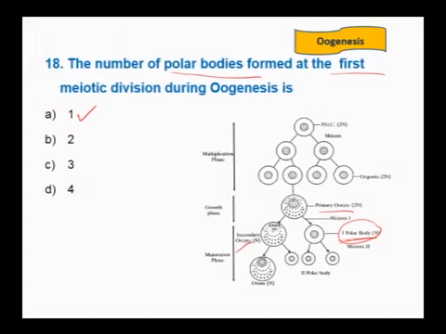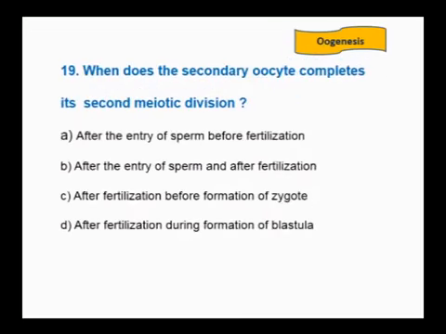So therefore the number of polar bodies formed at the end of first meiotic division during oogenesis is only 1. So therefore A is the right option. When does the secondary oocyte complete its second meiotic division?